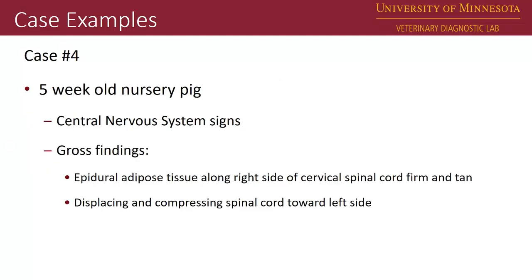This case, now we're moving on to a different topic. The history is central nervous system signs. So again, I don't have a whole lot to go on there. In this case, there were gross findings, and along the right side of the neck, in the meninges, inside of the spinal cord, there was this thickened area, and it was pushing the spinal cord to the left. So displacing, I have a mass effect. 5-week-old pig, older pig, I might wonder about maybe it's got some tumor or something there.